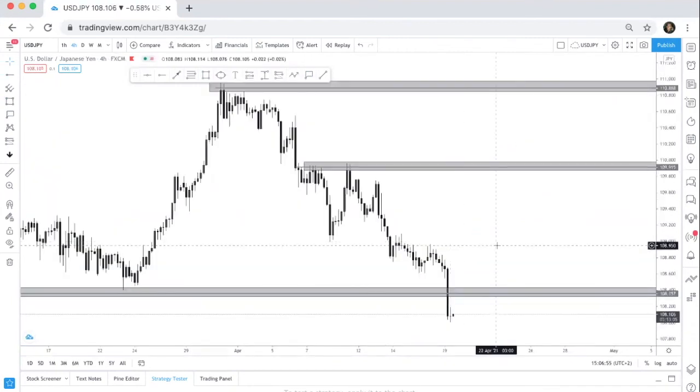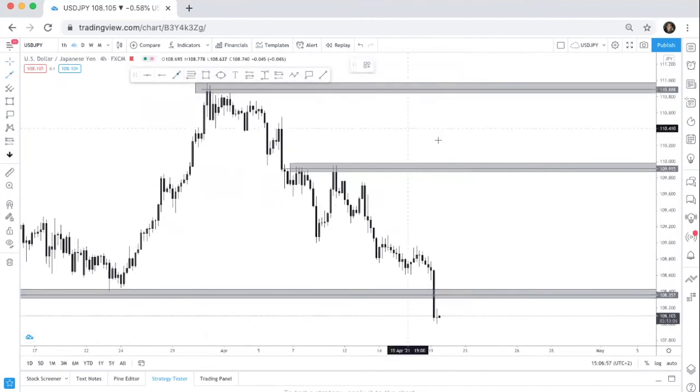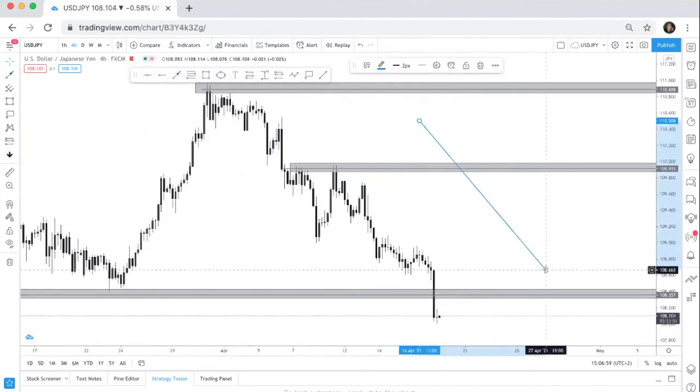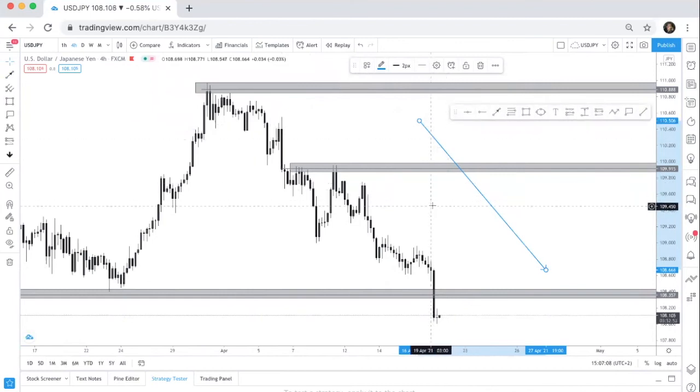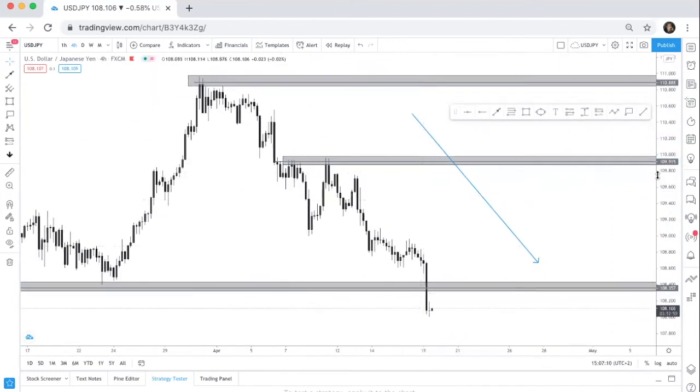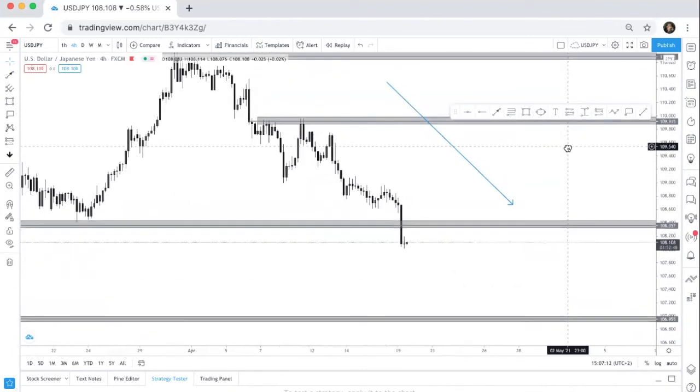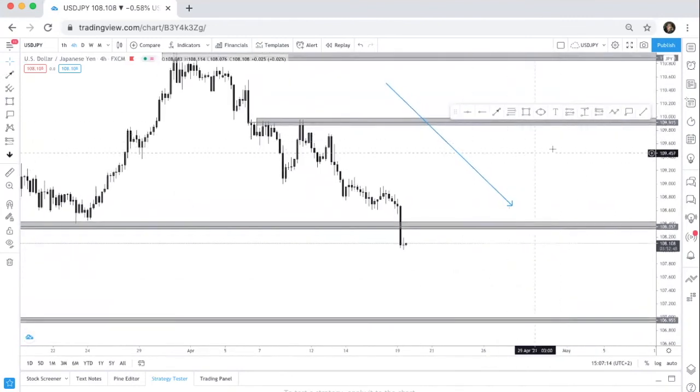USDJPY, as you can see, we are in a nice downtrend, making lower highs and lower lows on this pair. Let me move this out of the way. And as you can see right now, we have broken through. Let me just move my screen a bit.